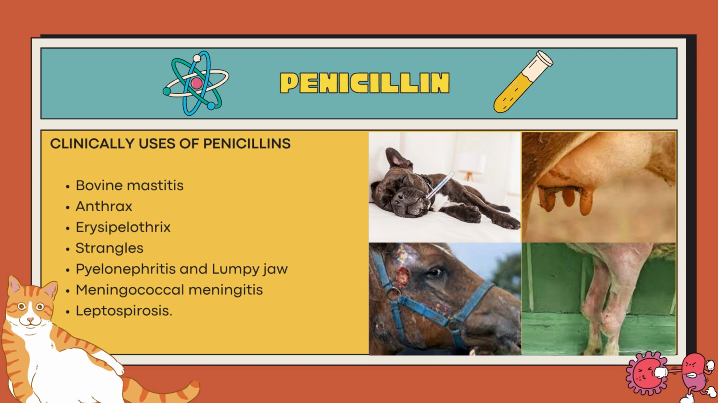First, we have the treatment of local and systemic infections caused by sensitive bacteria. Penicillin G is of value in the treatment of bovine mastitis, primarily streptococcal mastitis, anthrax, erysipelothrix infection in sheep, pigs and birds, strangles in horse, clostridial infections, tetanus and black quarter, pyelonephritis and lumpy jaw in cattle, beta-hemolytic streptococcal infection in puppies, meningococcal meningitis, and leptospirosis.